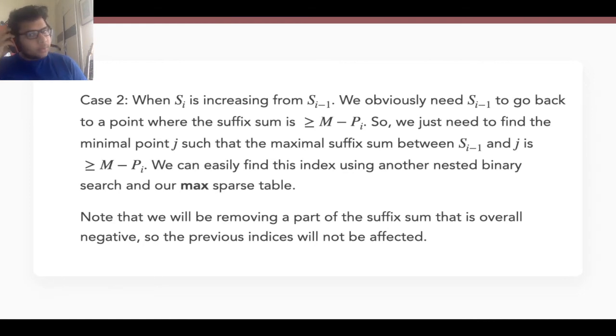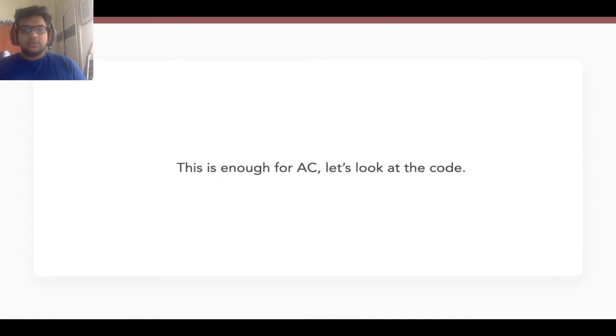So we can find this index again using another nested binary search, and this time instead of using our min sparse table, we'll use the max sparse table, right? Because our condition for the binary search is based on the maximum suffix sum in a range. Okay. Yeah, so this logic is enough for AC. So let's look at our code.